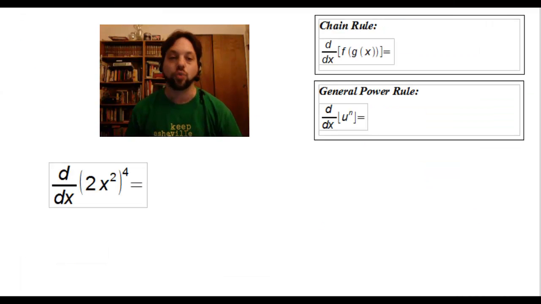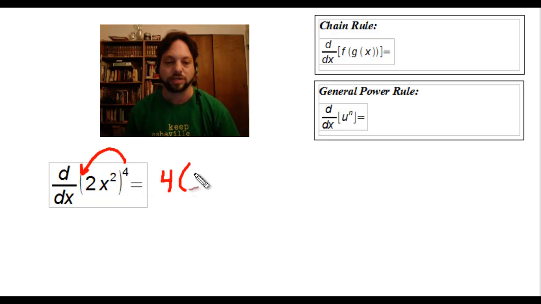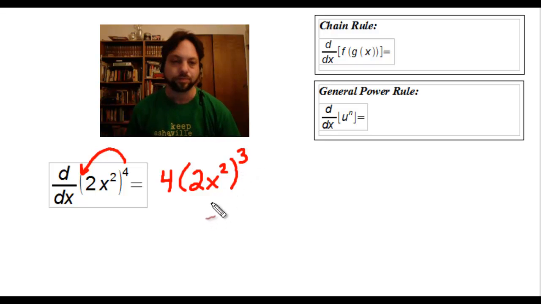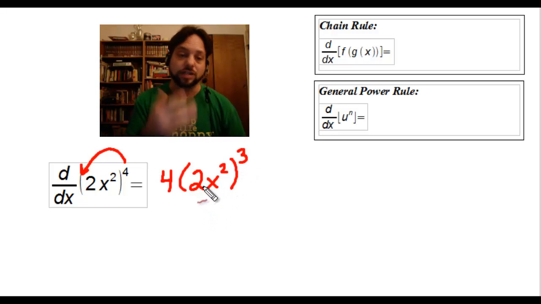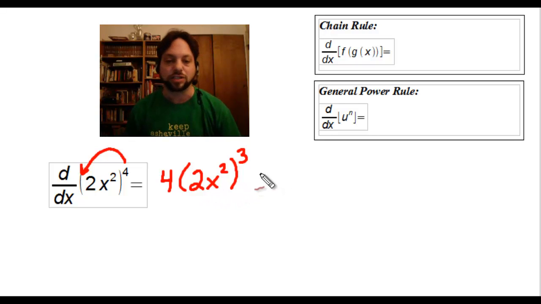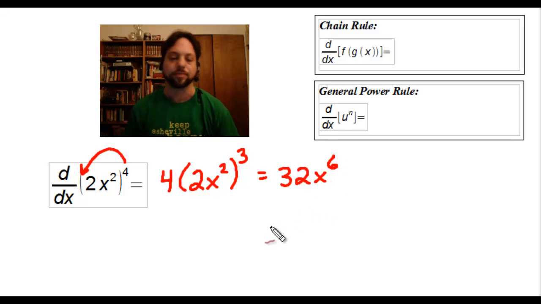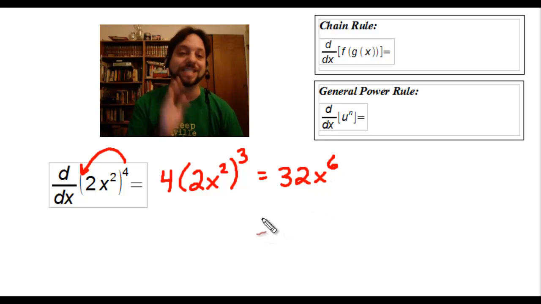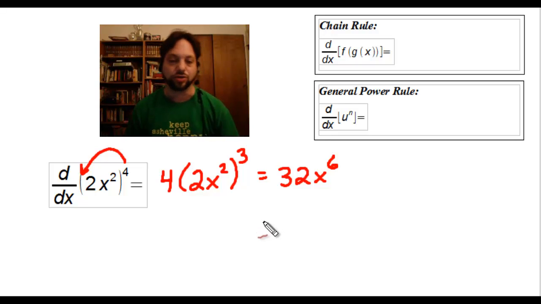So, given the function quantity 2x squared to the fourth power, you might think that we could simply apply the power rule to this. Drop the exponent in front, and if we do that, we'll get 4 times the quantity 2x squared to the third power. Well, just for the sake of showing you what's going on here, let's go ahead and multiply this out real quick. And if we do that, we'll get 32x to the sixth power. I'm going to caution you that this is not correct, so don't write this down in your notes at all.